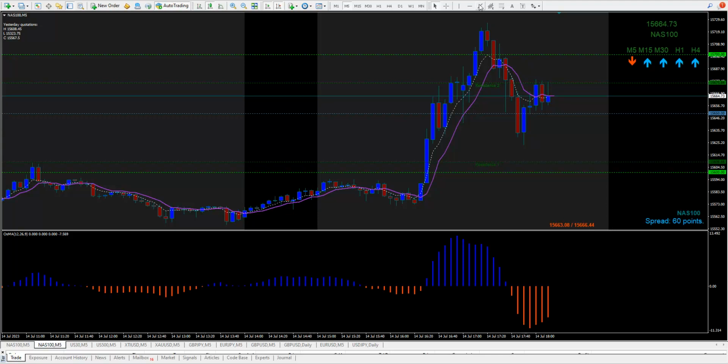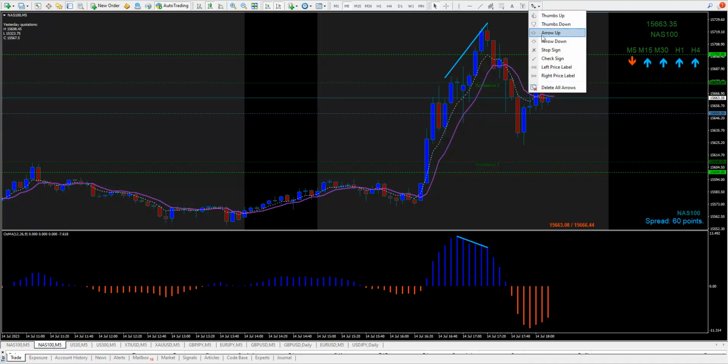Then there was divergence right here, because what we're looking for is a high, a retracement, then a higher high. That gives us the indication that this is bearish divergence. Just like that. Now, if you would have done this trade, you would have got in right here on the opening of this candle.